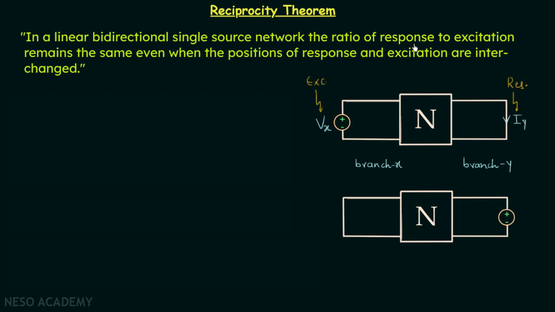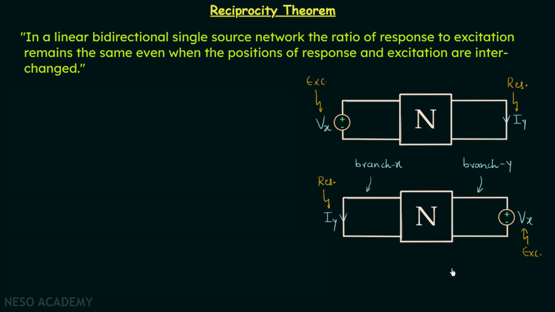And the ratio of response to excitation will be Iy over Vx. And this ratio is going to be same if we interchange the position of Vx and Iy. So we have the same network. And this time in branch Y, we are going to have voltage source Vx. And in branch X, we are going to have current Iy. So here we have Vx as the excitation and Iy as the response, and the ratio of response to excitation will be Iy over Vx.